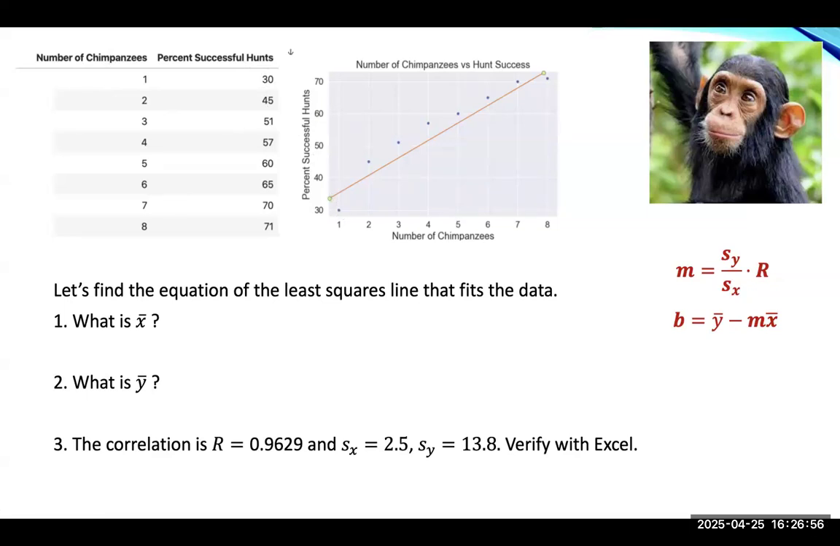So let's put this information into Microsoft Excel and see if we can find the standard deviation of y, the standard deviation of x, and the correlation coefficient. And that will give us m, and then we'll also see if we can find the average of y and the average of x to find b. I've also given you some of that information down here. Let's verify it as well. So I'm going to go and put this data into Microsoft Excel.